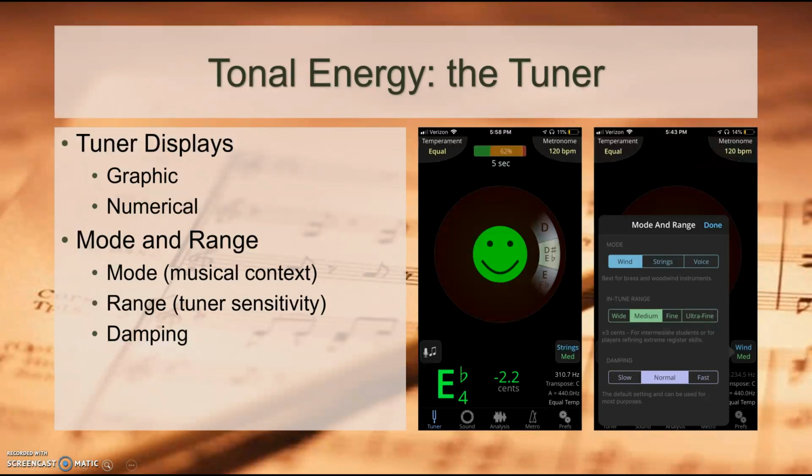As mentioned earlier, this app has a lot of customizable features, more than I can even describe in the amount of time that I have. In the image on the right, you will see options to change the mode and range. This allows you to specify what musical context you're in, for example, winds or stringed instruments or voice. You can also choose how finely tuned you want to be and edit damping levels.